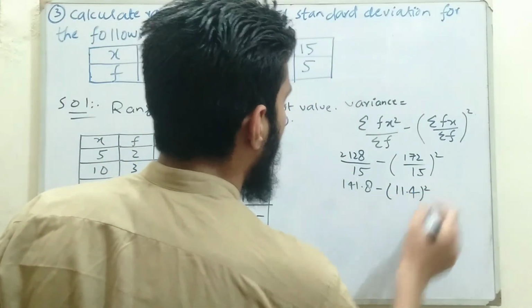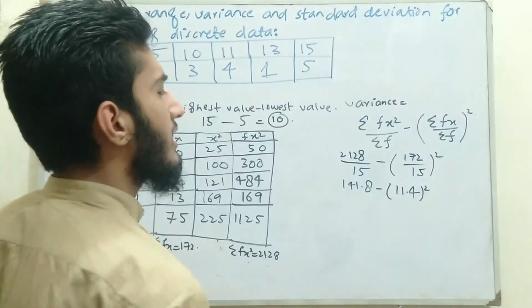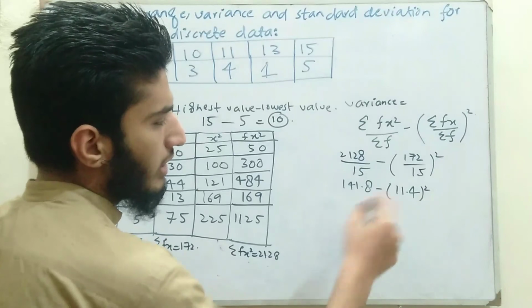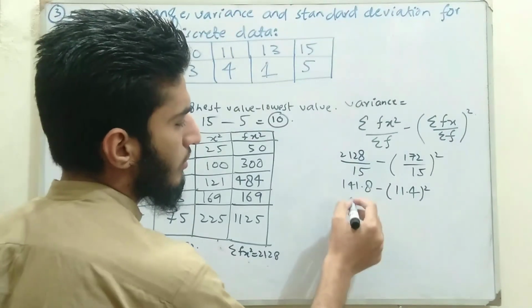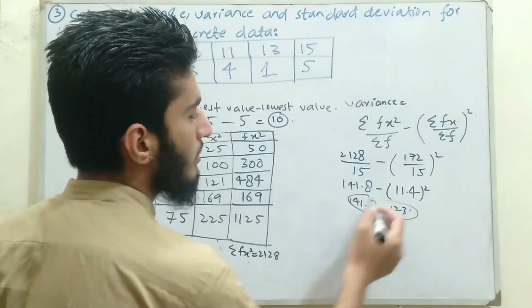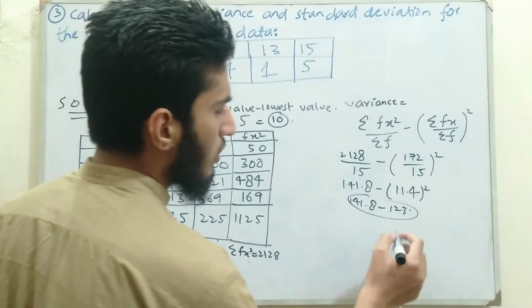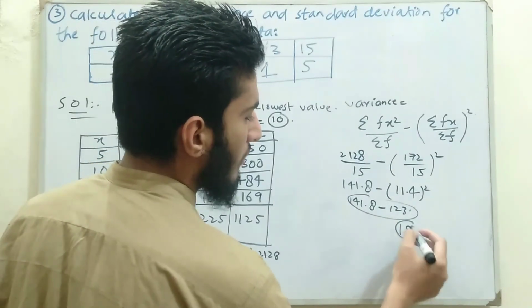And the whole square. Now taking the whole square, 11 multiplied by 11 gives us 121. So the nearest value is 123. Then subtract this value, 123 point something, from 144. So it will give us 17, and so it will give you a value nearest to 18. So this is the variance.